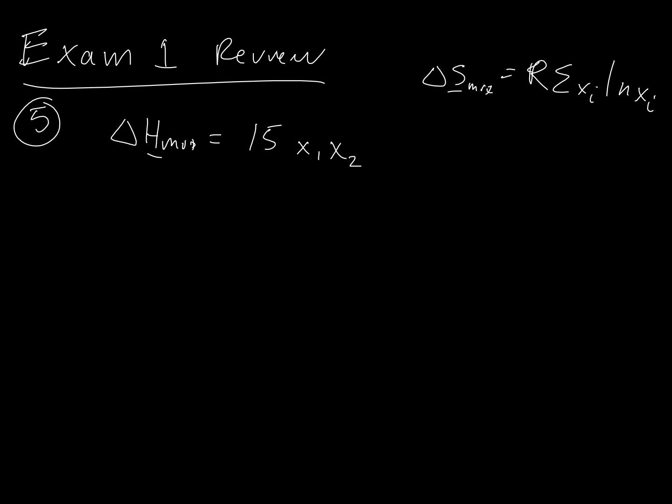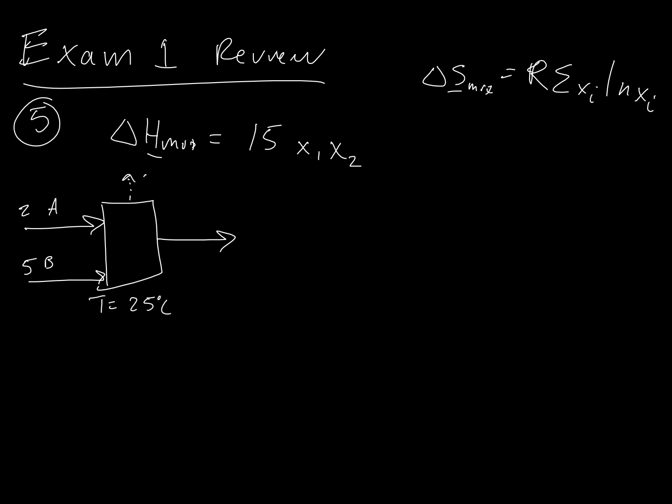Okay, part A. How much heat must be added or removed in kilojoules to keep the mixing process isothermal? So effectively what we have here is 2 moles of A and 5 moles of B going into a bin, and we're spitting out 7 moles of the mixture. The temperature here is held constant at 25 degrees C, which means that we're going to potentially have a Q term going either in or out of the system.